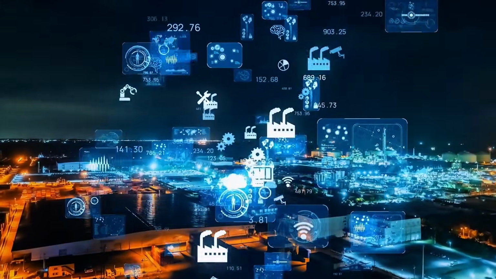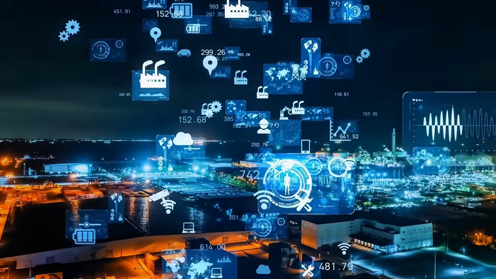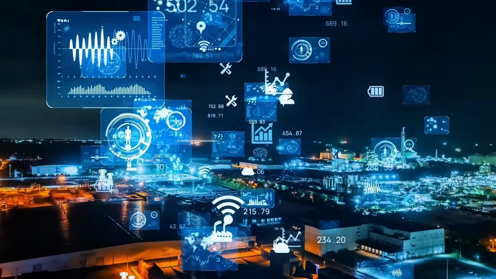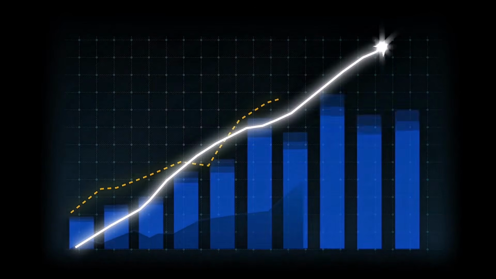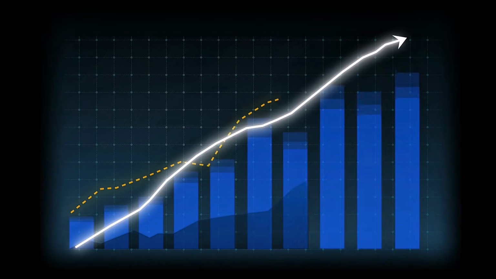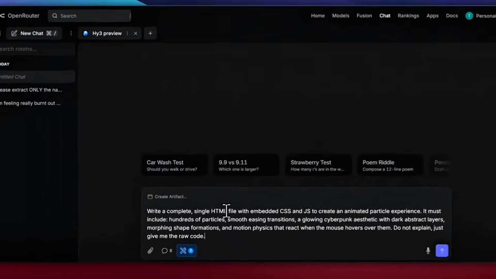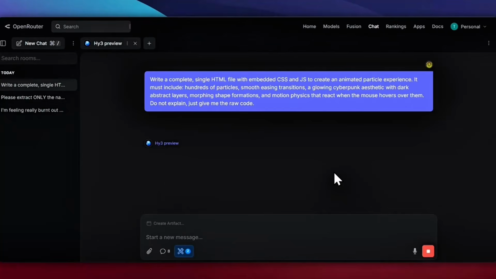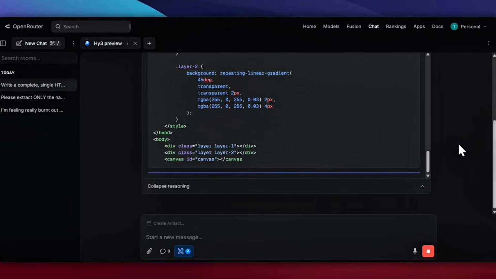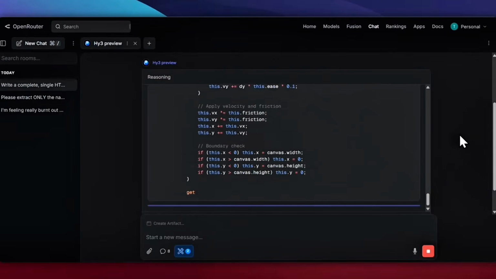Why developers kept paying after free access ended. This is probably the most interesting part of the story. The free trial ended, but usage stayed high. Why? Because developers realized something important. If a model saves enough time, the pricing becomes secondary. And Hy3 Preview seems optimized around exactly that principle.